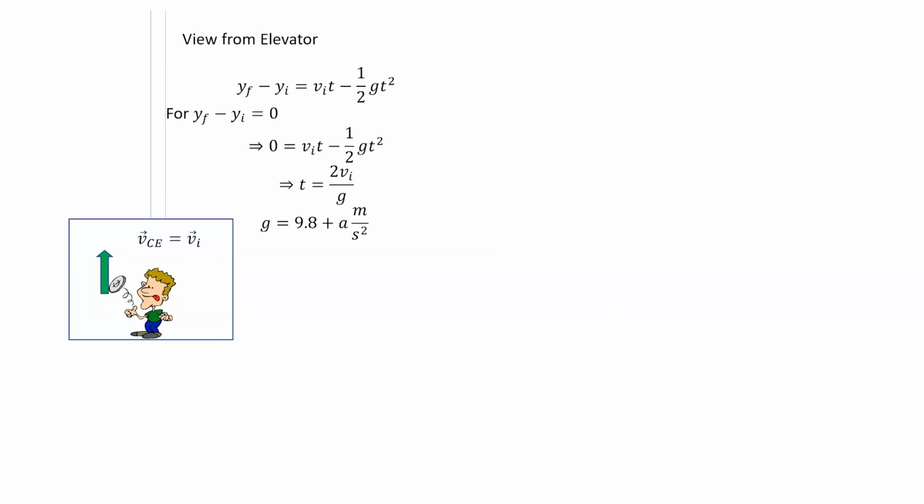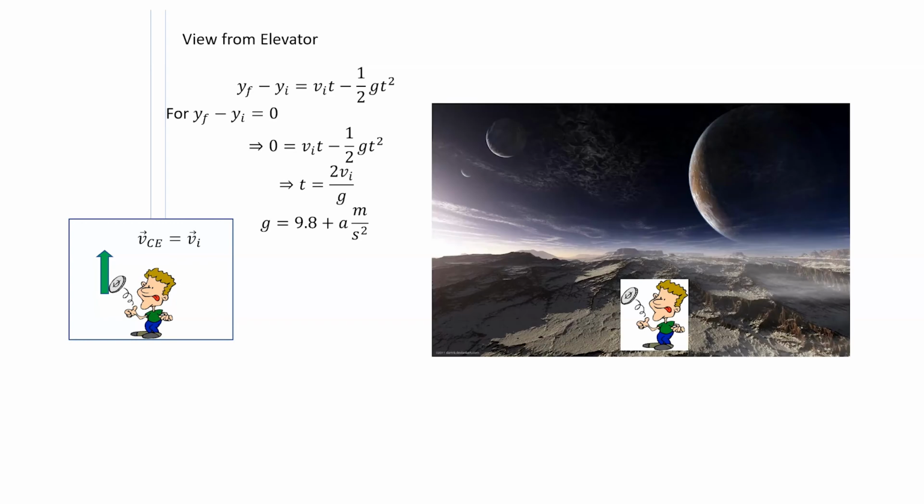But he repeats this experiment. And he sees that the time it takes is this, and he decides, based on that, that the acceleration due to gravity, g, is 9.8 plus a. Well, he's got two choices. He can say, okay, I'm accelerating upward, or my friends have put me on an alien planet where the acceleration due to gravity is different than it is on Earth. This may strike you as ridiculous, but if you're trapped in an elevator, you really have no way other than looking outside to determine which one of these is true.